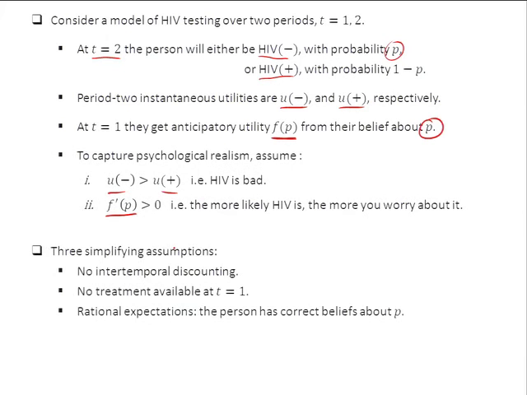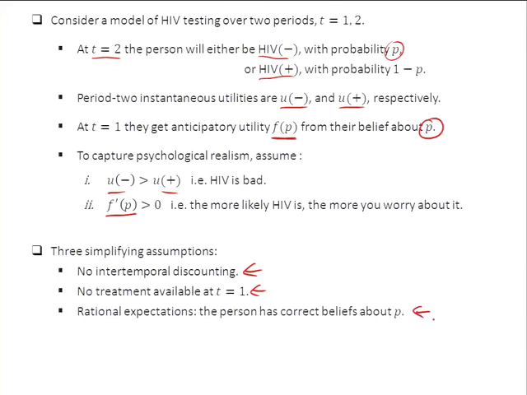Then we're going to make some simplifying assumptions: that there's no intertemporal discounting because it just gets in the way, and that there's no treatment available at t equals 1, which means that the information is not of any use to you in terms of outcomes. The only impact of the information about whether or not you are going to have AIDS in the future is the belief utility, anticipatory utility. It has no instrumental utility whatsoever in terms of treatment. Also, the person has rational expectations, that they know what P is even without getting a test.